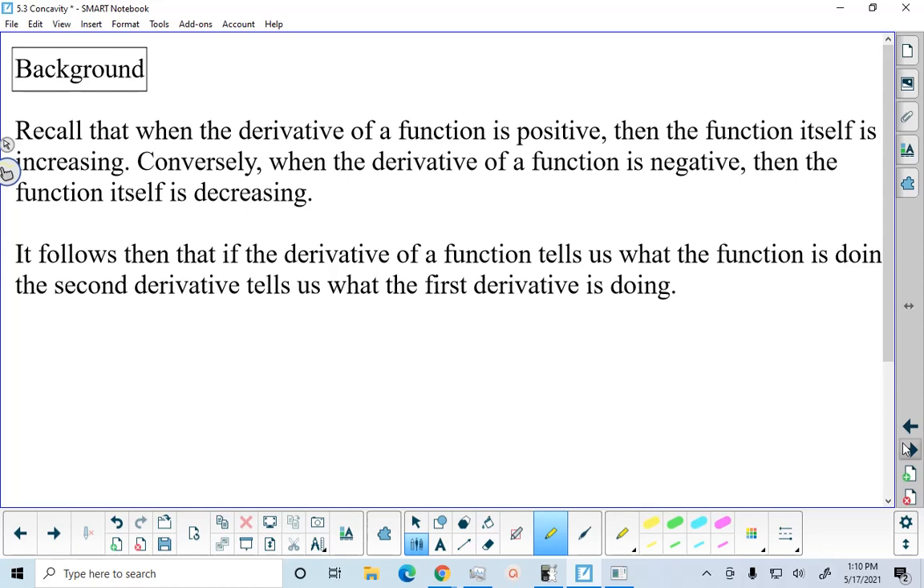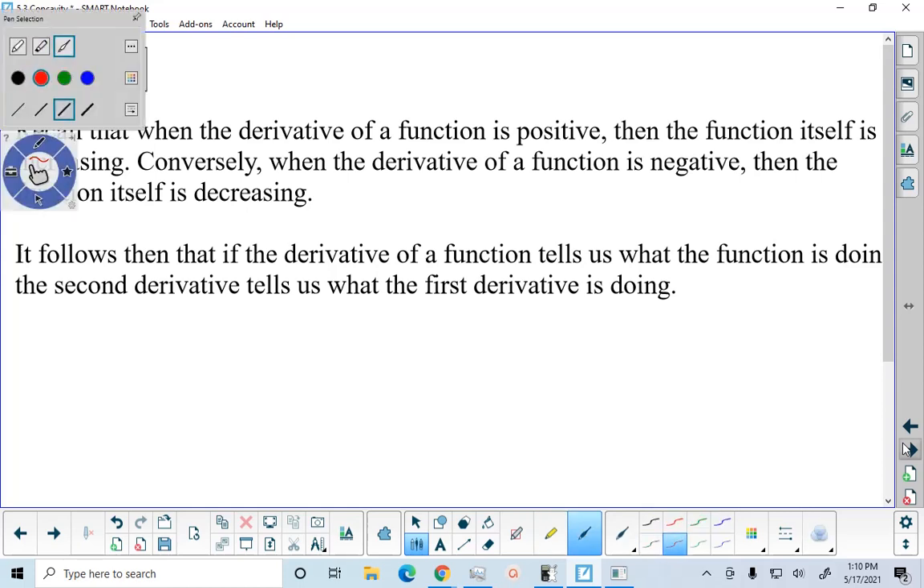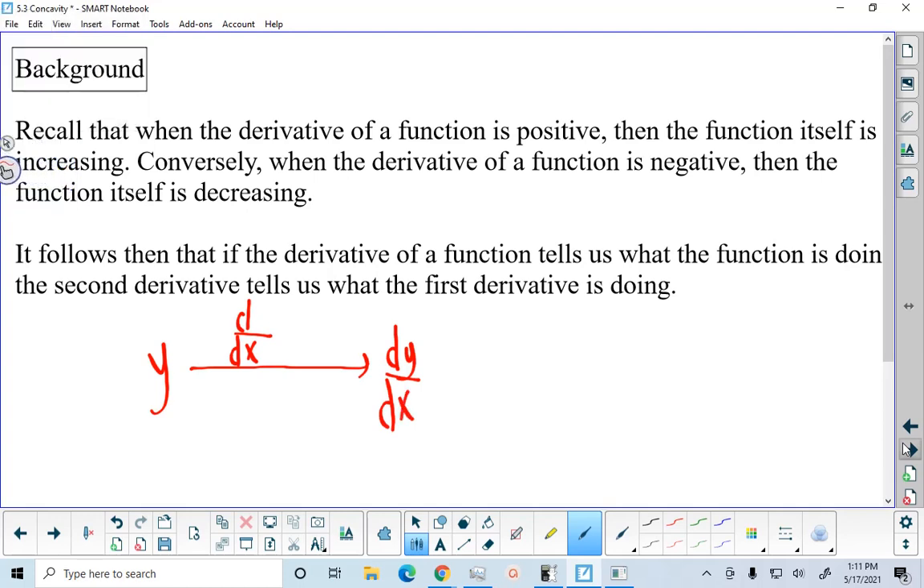Just let that sink in. I can give you a flow chart here in terms of differentiation. You differentiate y with respect to x to get dy/dx. So dy/dx tells you what is happening to y. If you differentiate again with respect to x, you get the second derivative.